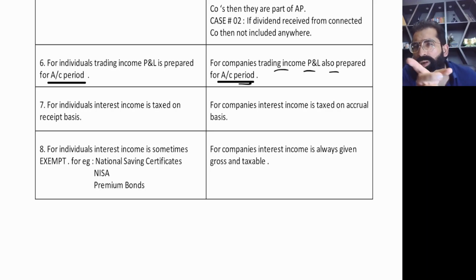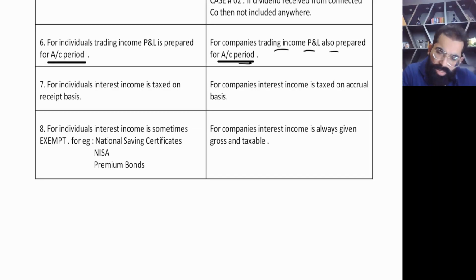For individuals nowadays in new questions, the fiscal year and accounting period are normally aligned, they are the same. But the basic rule is, trading income P&L is always prepared for the accounting period. Now, point number 7, I have already covered this earlier. For individuals, interest income is taxed on, yes, it is covered.